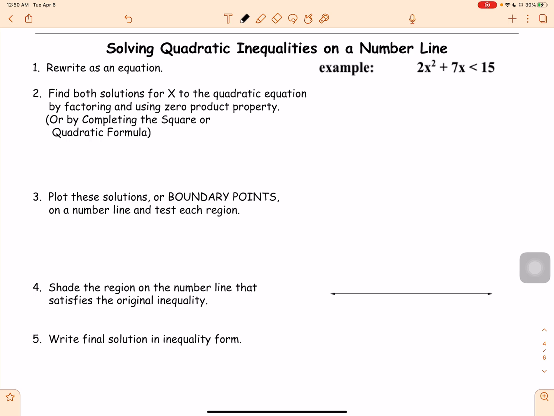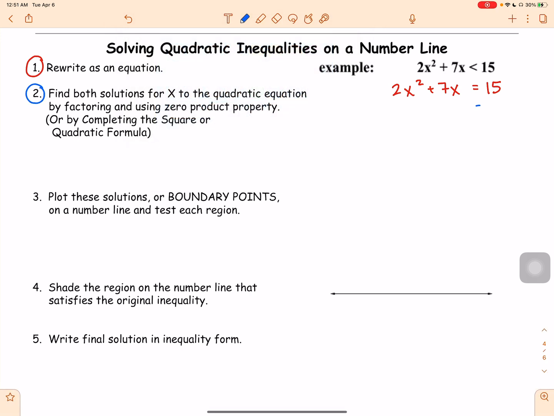So here we go. We have 2x squared plus 7x is less than 15. The first step is to rewrite as an equation instead of an inequality. So let's go and do that. So we have 2x squared plus 7x equals 15. All right, so it says here, find both solutions for x to the quadratic equation by factoring and using the zero product property. I could also complete the square or use the quadratic formula, but let's see if it's factorable first, just because that's usually the easiest way.